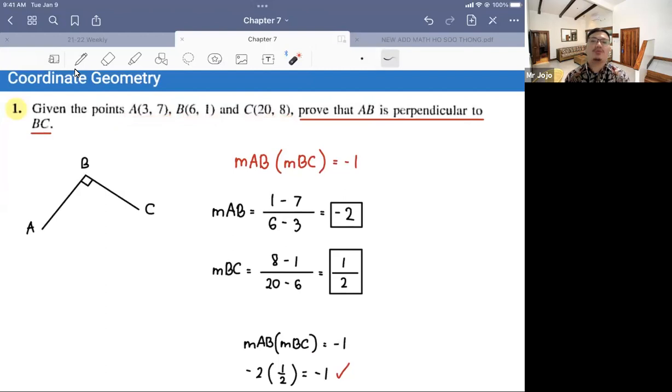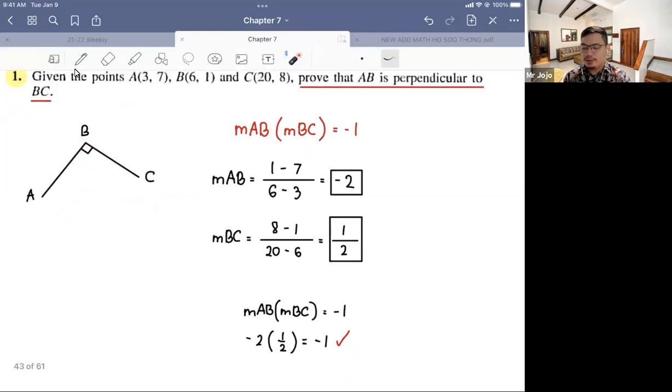How can we prove that? We can only prove it by multiplying the gradients of the two lines, and when we get -1 as their product, that's the only way to prove that these two lines are perpendicular. So how are we going to do that? First, you need to find the gradient of both lines, line AB and line BC. I took the liberty of answering them right away.